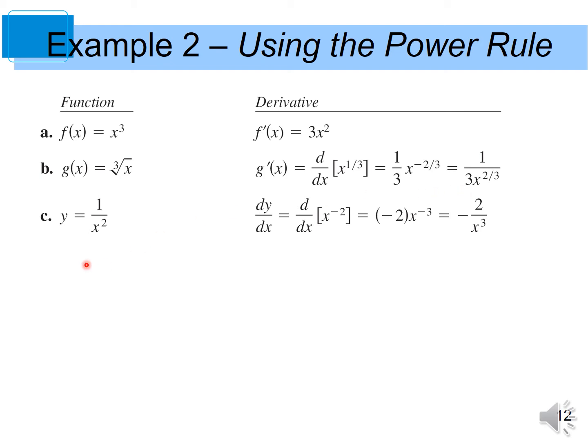And one more, y equals 1 over x squared. This is a rational function, but we can convert this rational function into power rule form, which is x to the -2. So we can use the power rule to differentiate. And this is the answer, and you can rearrange your answer in this form.